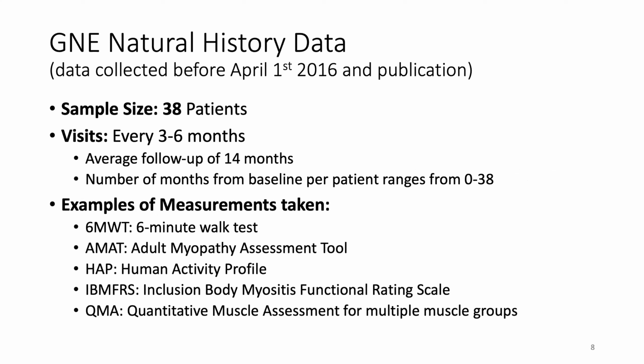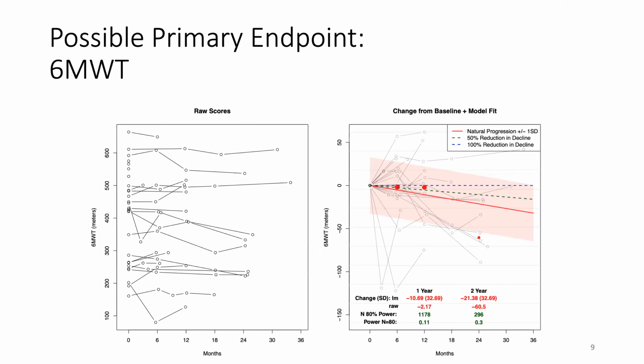And many different measurements were being taken: 6-minute walk tests, the different functional rating scales, as well as this measurement called the QMA, which was a quantitative muscle assessment for multiple muscle groups. So it's performed on different muscle groups to assess how strong you are on that muscle group. And just taking this data, you can do very simple things with it. You don't have to go crazy and build some complex model, but you can just start to really learn from it and make evidence-based decisions on your clinical trial design.